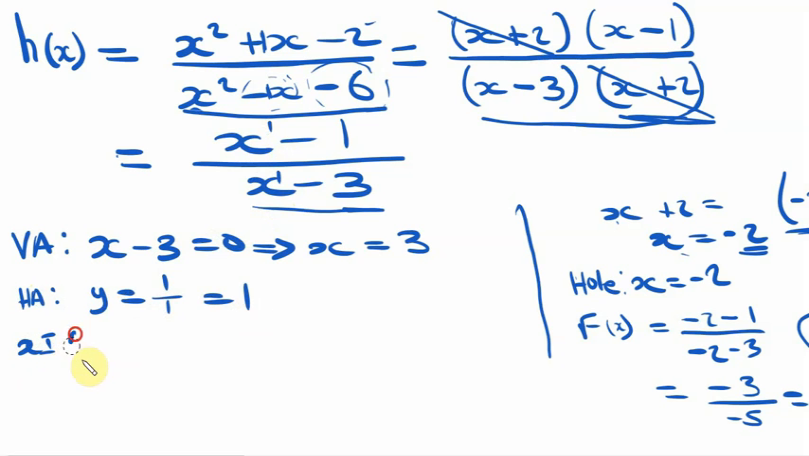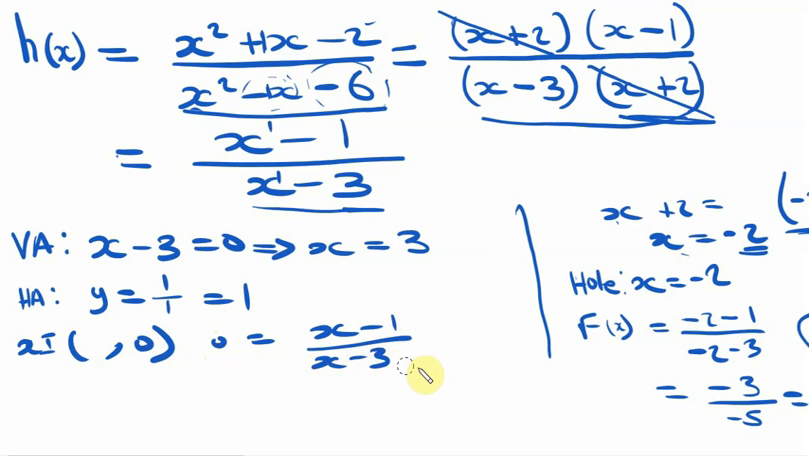X-intercept is found when y is 0. So 0 is equal to x minus 1. Equate the whole equation to 0. So this one multiplied by 0 gives us that x is equal to 1. So at 1 the graph intersects the x-axis.